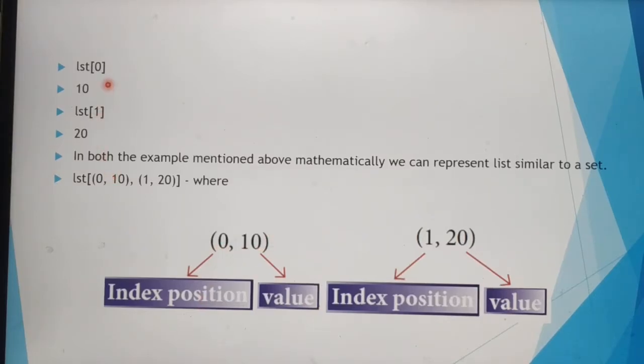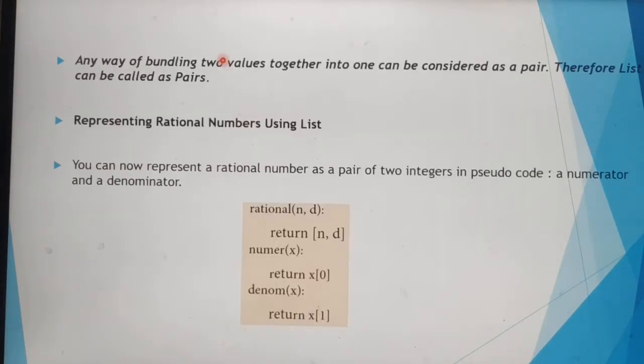In the above example, list of 0, where list is the list name and 0 is the index position, so the 0th index value will be displayed here. Here 10 is the 0th index value. Next, list of 1, the index 1 value will be displayed here, 20. Bundling two values together into one can be considered a pair. Therefore a list can be called pairs.